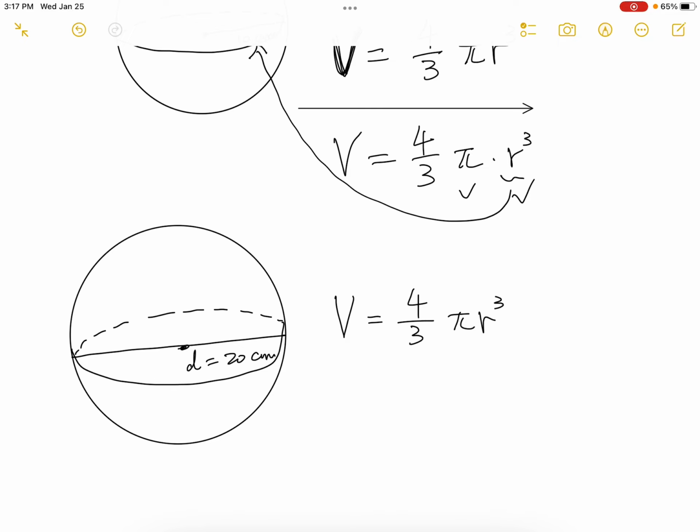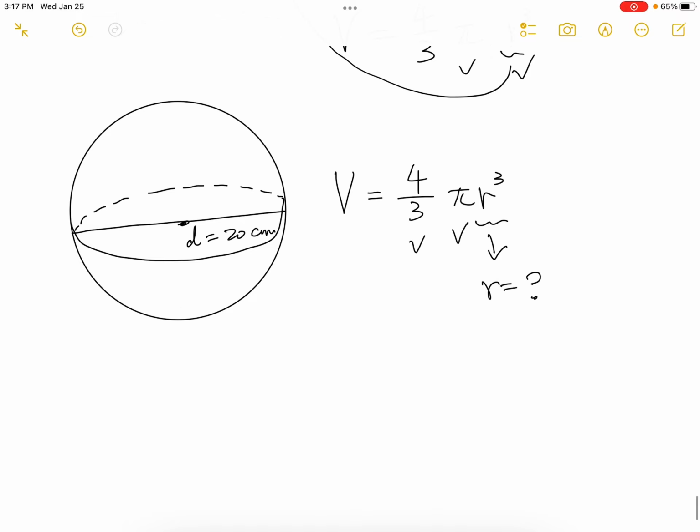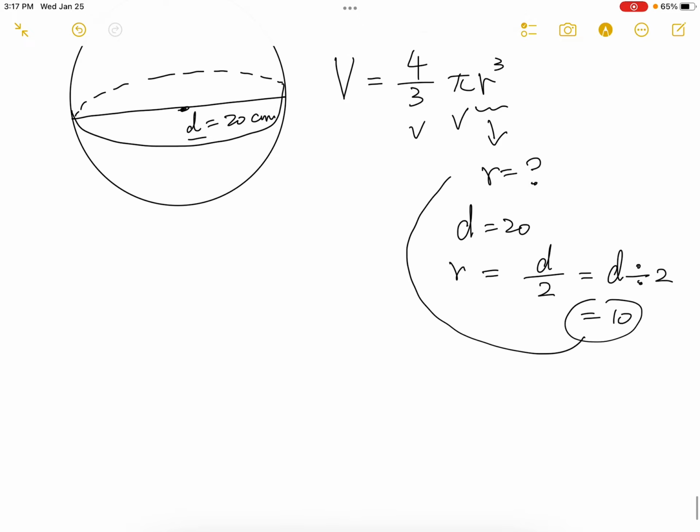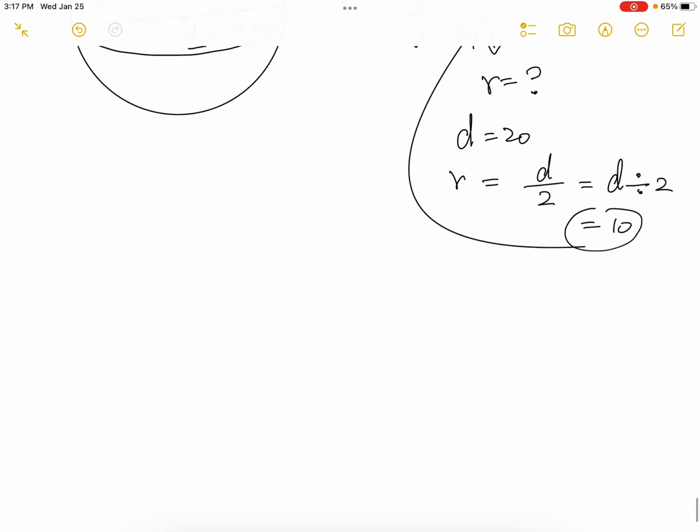And now we again do the same steps. Examine if you have all the information you need. 4/3, just a number. Pi, just a number, you know that. R, you don't exactly know what r is, but then you have diameter, which is d, equals 20. So you know r is just d divided by 2, which is 10. So then once you have 10, plug that back in here, and then we can solve for it, right? So that's another thing.